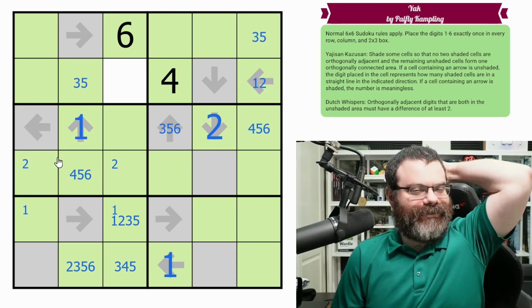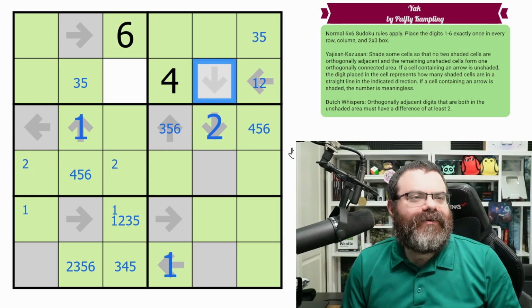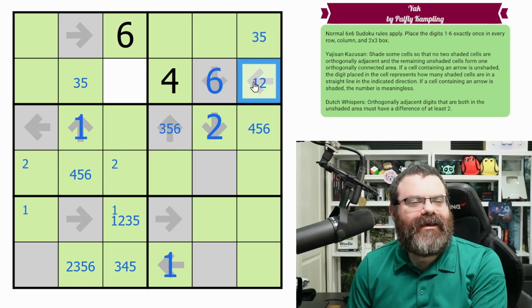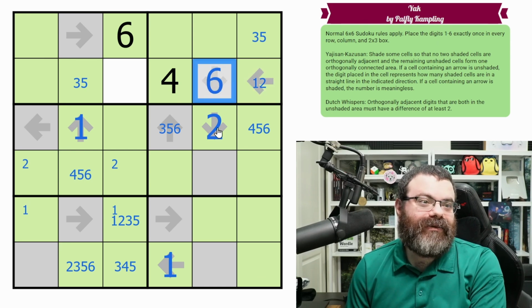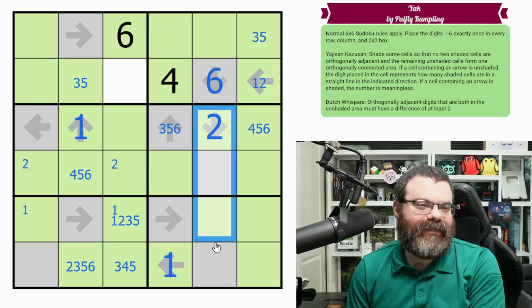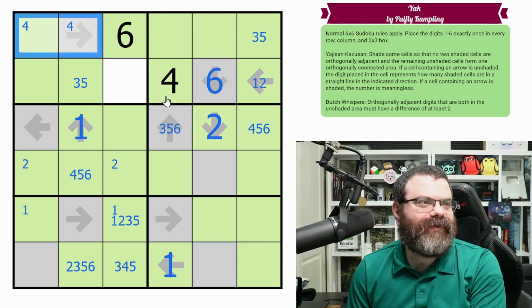I don't know. What am I missing here? We can place a 6 here. This can't be 6 for what reason? Oh, because it's an arrow. It's 1 or 2. It's the arrow. So that's 6. What can we do with it? I'm not sure. 4 is in one of these two.